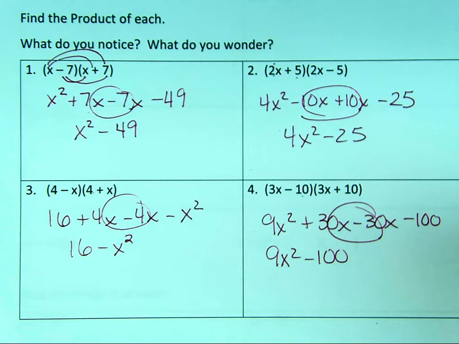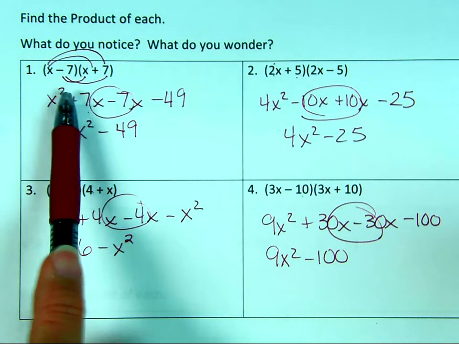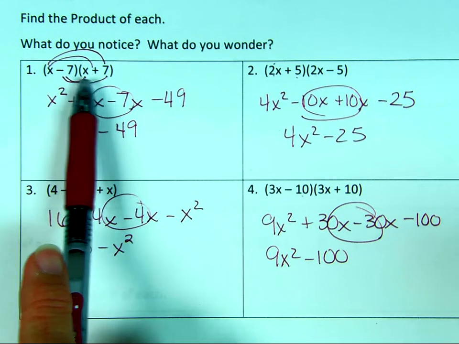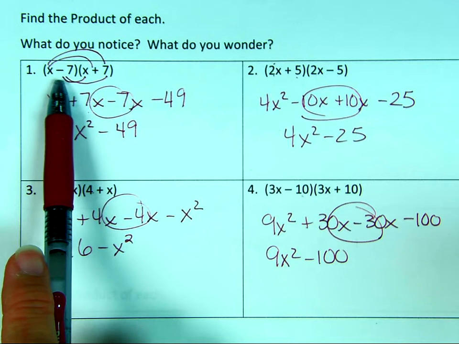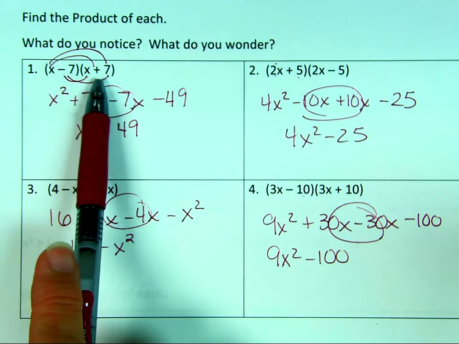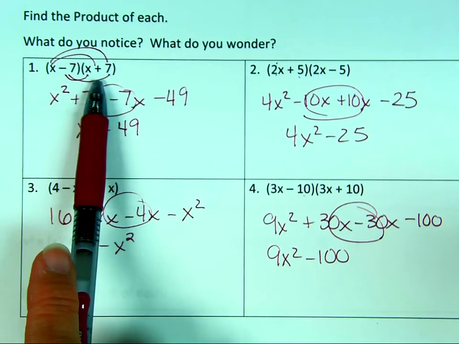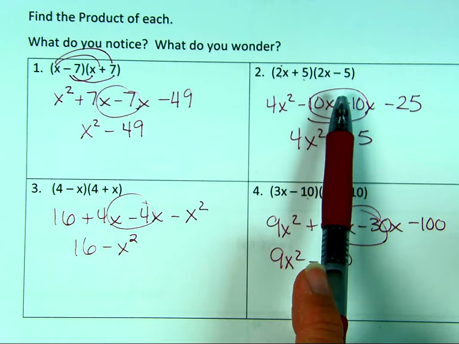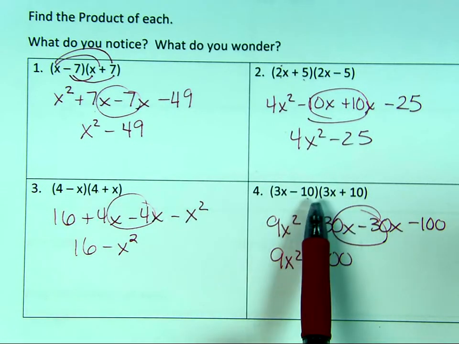Hope you can pause and notice and wonder for a minute and then come back if you want. So what I notice is that it's really similar what's inside both parentheses. The difference is just the minus sign and the plus sign. So I have x, 7, 7, and then one has a minus sign, one has a plus sign. That happened here. I have 2x plus 5, then I have 2x minus 5. Happened here. 4 minus x, 4 plus x. And over here, 3x minus 10, 3x plus 10.